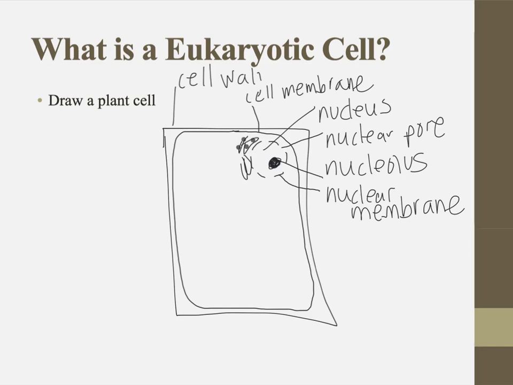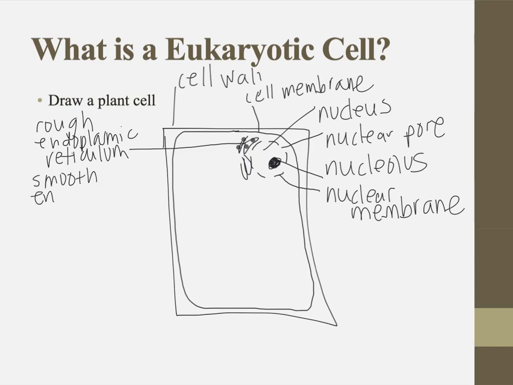All right, so what I also need to find is room to label here. Let's see how this goes. Okay, so rough endoplasmic reticulum. That's this. The smooth ER is right here.